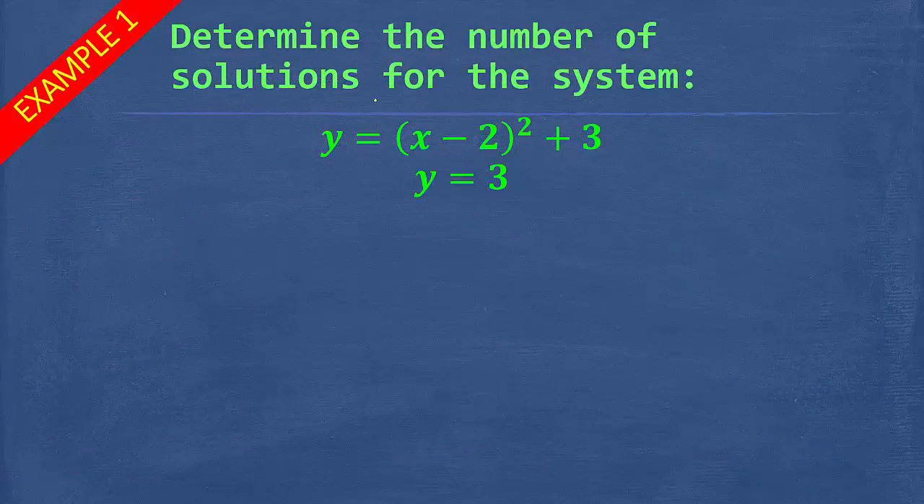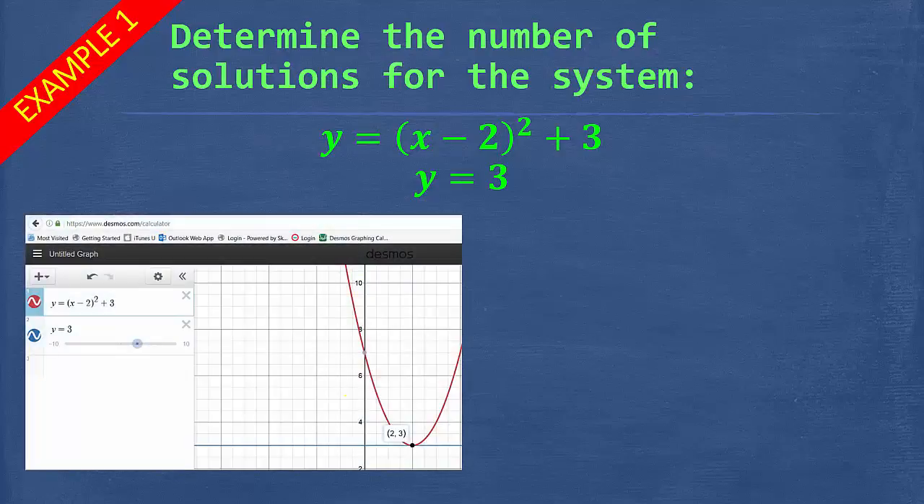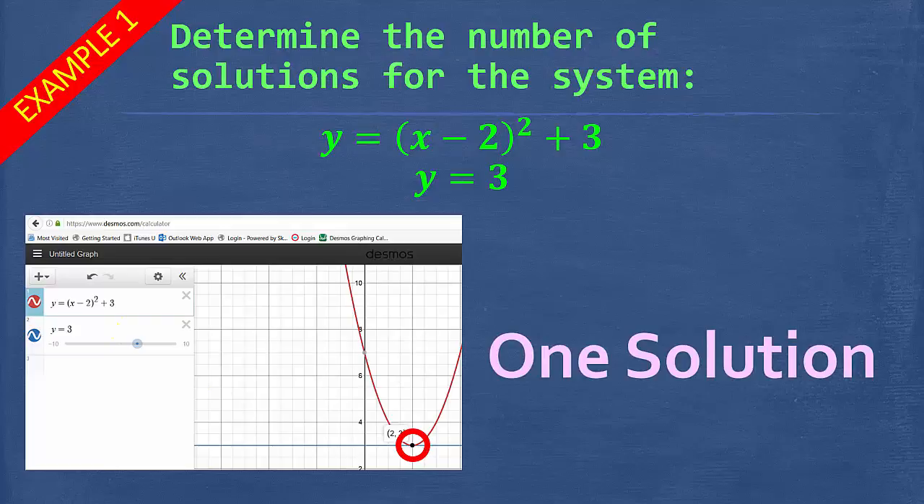So we have to determine the number of solutions for this system. Now, when you are not asked to do it algebraically, what you may do is use a graphing utility, such as Desmos. Okay? You put in your equations in Desmos, and you will notice that right down here, it intersects at one point. So we have one solution. So all you have to do is plug these equations into any kind of graphing utility and look for the points of intersection. It's as simple as that.